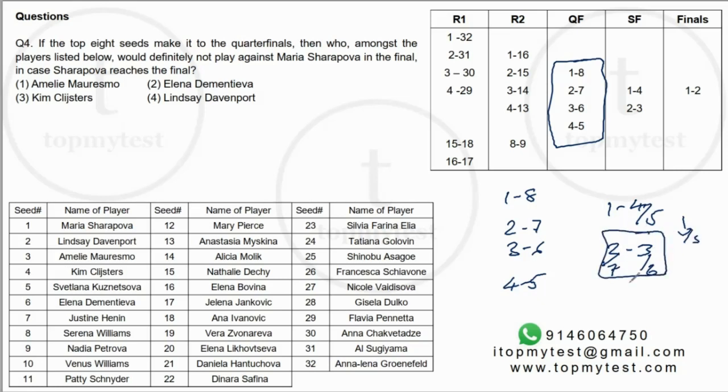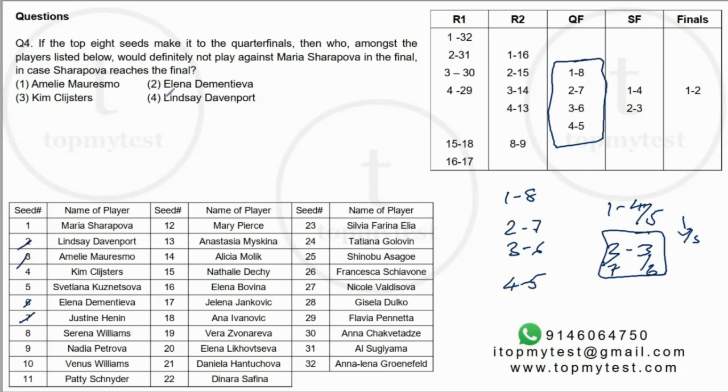So only these 4 people can meet. Only these 4 people can meet Maria Sharapova in the final. 2, 3, 7 and 6. Anyone else cannot meet Maria Sharapova in the final. They have to meet her before that itself.